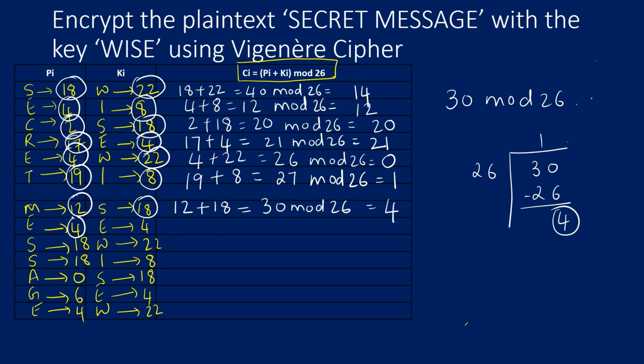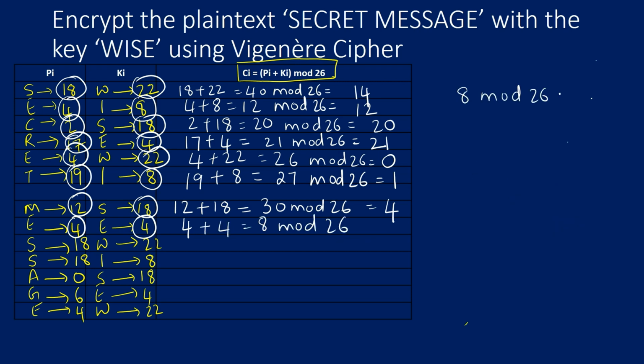The next number you want to encrypt is 4 and the number that is assigned to the key is 4. So 4 plus 4 is 8 mod 26. So 8 mod 26 is equal to 8 because when you divide 8 with 26, 26 into 0 is 0 and the remainder continues to be 8. So 8 mod 26 is 8.